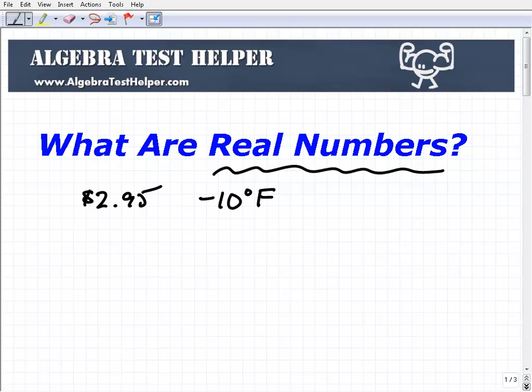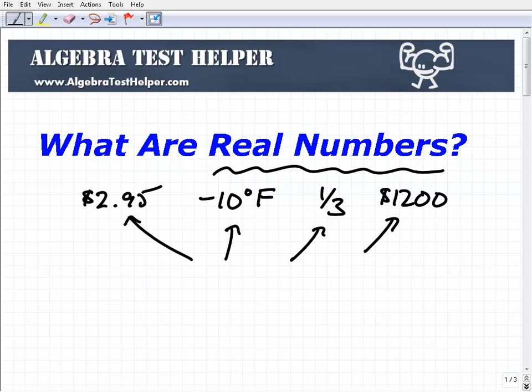Let's say you're looking at how much pizza you have left and you only have 1/3 of your pizza left. That is a real number. Let's say you just got paid $1,200. That's another example of real numbers. So real numbers are a collection of various different types of numbers. Real numbers are made up of various independent subset types of numbers, and you're going to study those. If you're in algebra or pre-algebra, you'll study those different types of real numbers. I'll just very quickly introduce them to you.